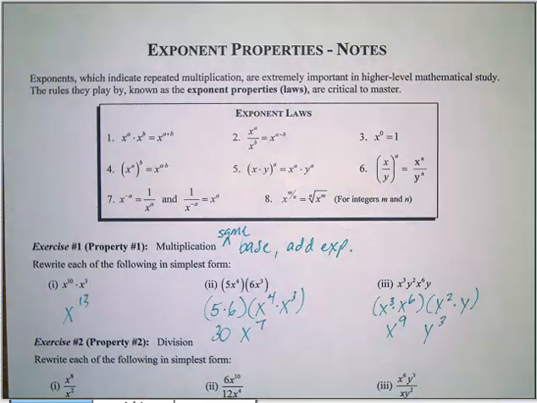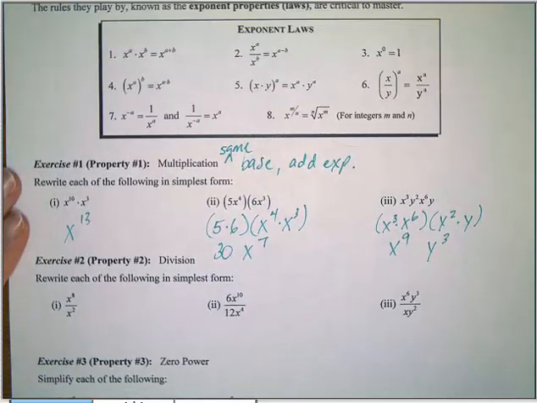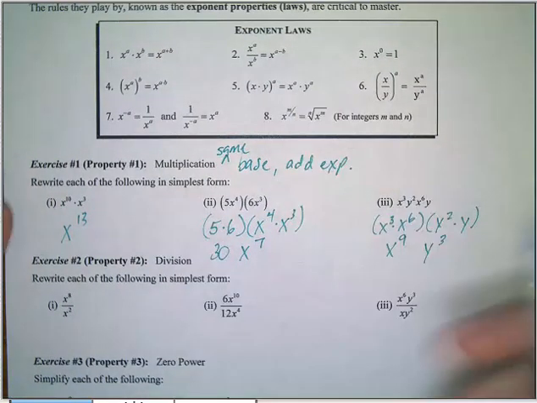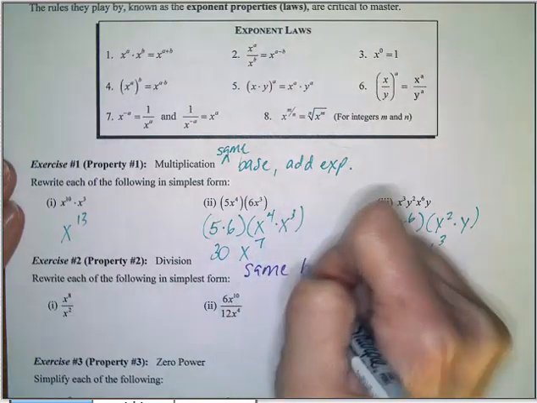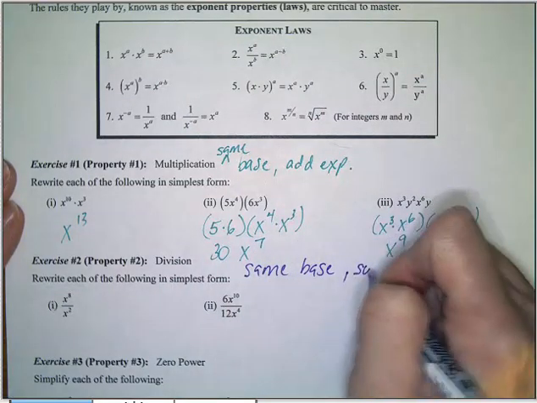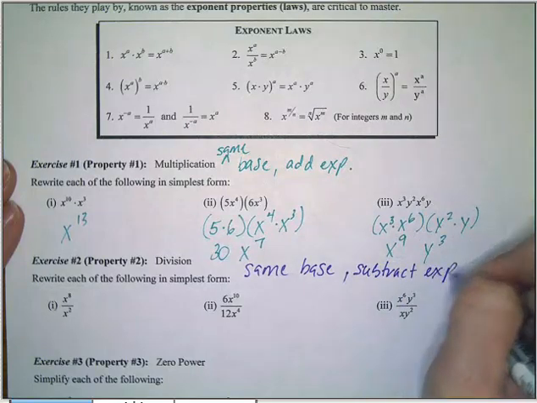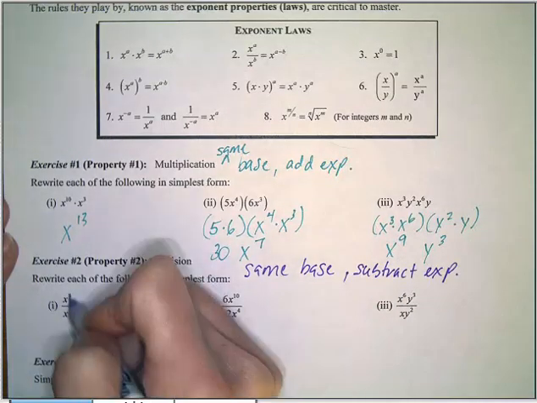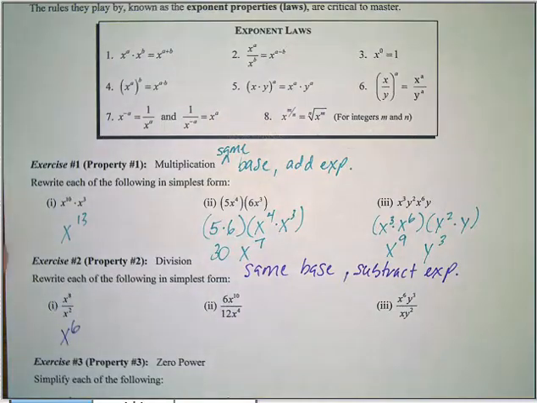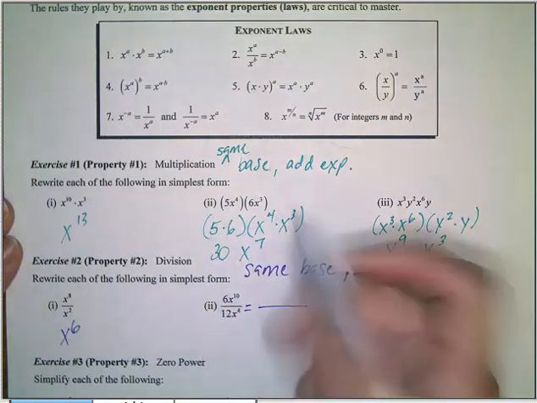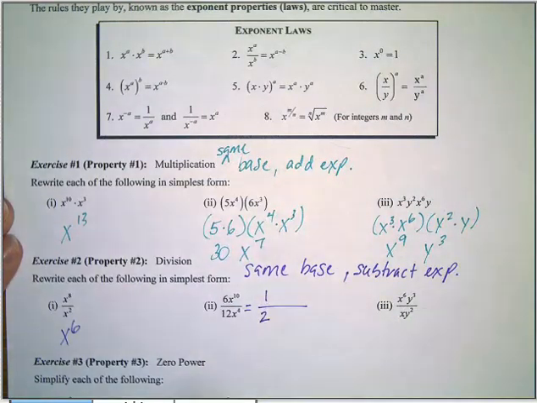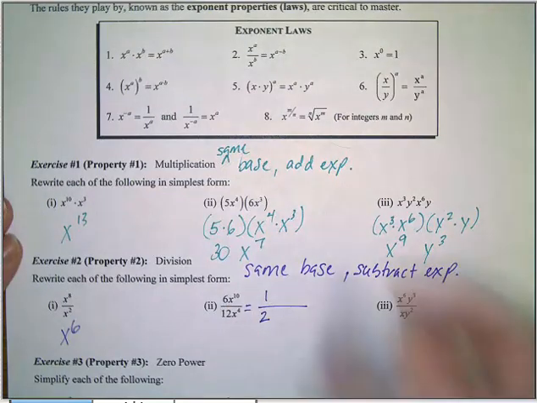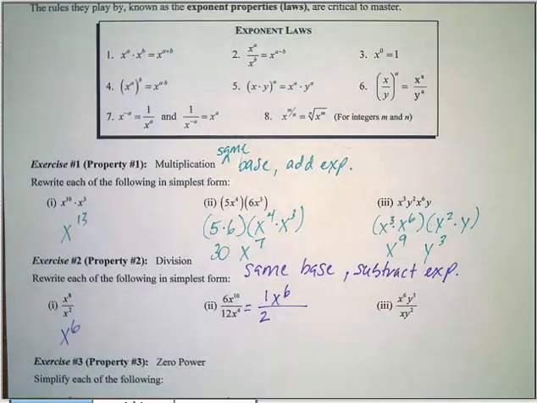Property number 2 is division. And again, you'll notice in the examples, this has to have the same base, and then you subtract the exponents. So the bases are the same, so 8 minus 2 is 6. This one I'm going to work across because 6 over 12 is 1 over 2, or 1/2. X to the 10th over x to the 4th, subtract, is x to the 6th, because there's more on top, so the 6 that are left over are on top.